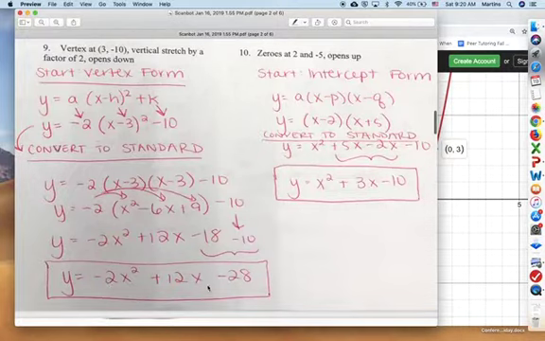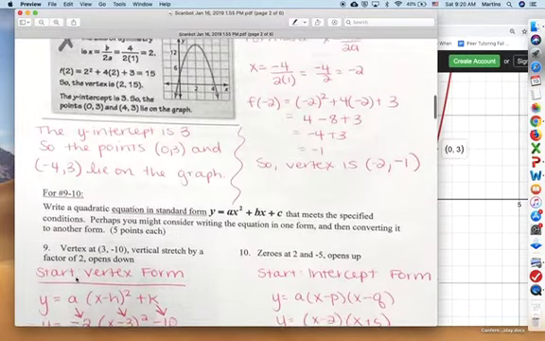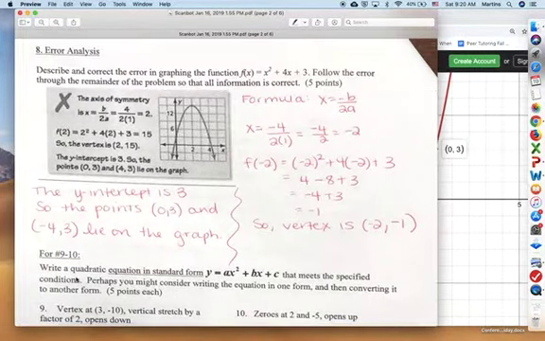Okay, and now I have an equation that is completely identical to my original, but it's in standard form like I was asked. Okay, scooting on to number 10, we have zeros at 2 and -5, and it opens up. Okay, it doesn't give us any information about a dilation coefficient, so you're welcome to add one in or not. That means that number 10 has many correct answers.